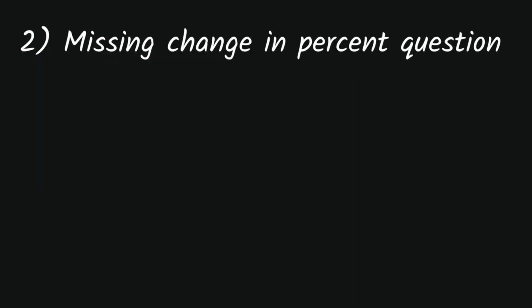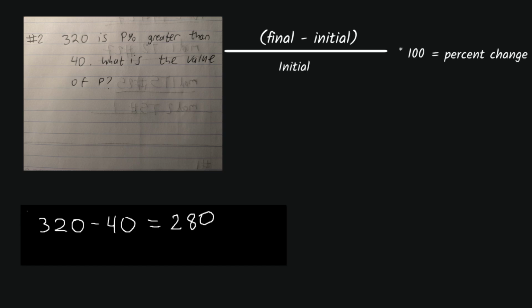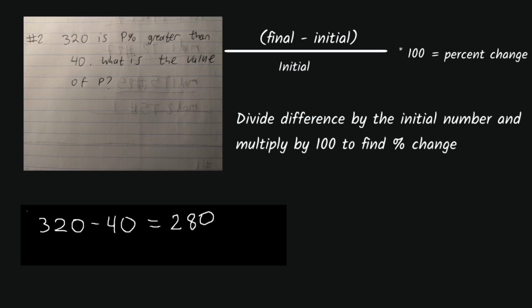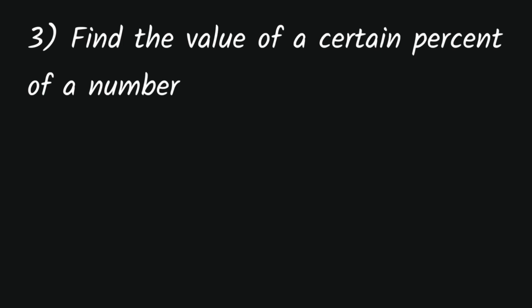The second type of percent question you'll see is the missing change in percent question. The value of the initial number is given, the value of the final is given, and the percent change itself is missing. So here is: 320 is p% greater than 40. What is the value of p? We must use the percent change formula: final minus initial, divided by initial, times 100 equals percent change. We find the difference between final and initial, divide by the initial, and multiply by 100 to find the percent change, and that is 700%.